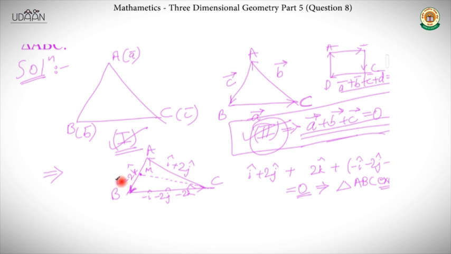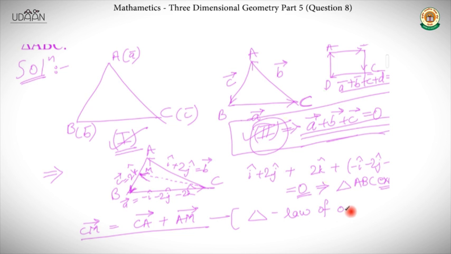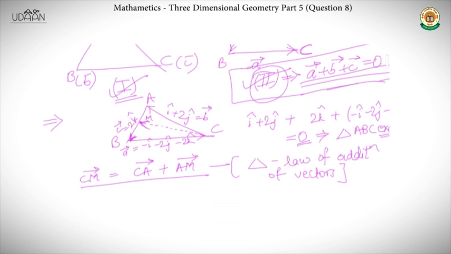Clearly, this is C, this is A, and this is B. So clearly we can find out that CM, which is the vector pointing from C to M, is the sum of two vectors, CA plus AM. This is by the triangle law of addition of vectors. Now, as M is the midpoint of side AB, AM would be half of AB, because directions are the same and the magnitude of AM is half that of AB.